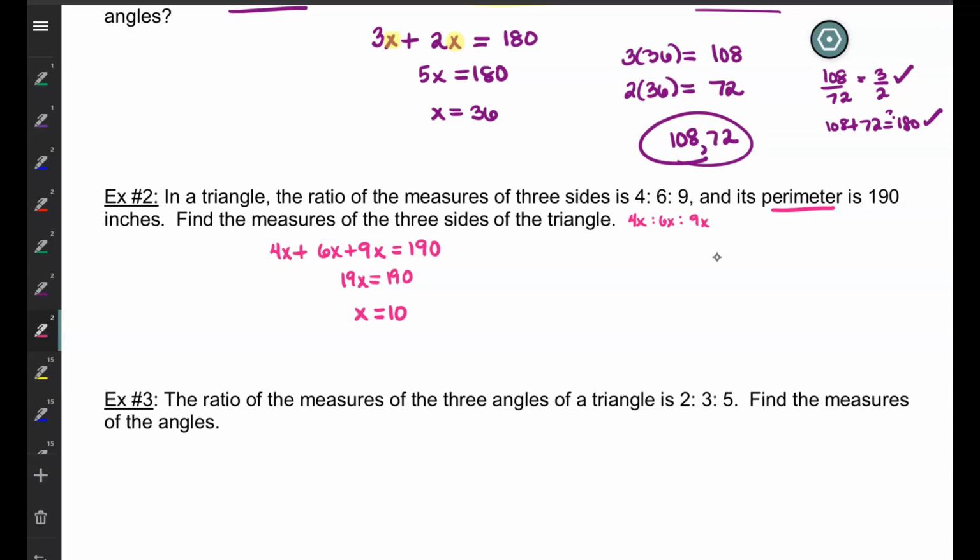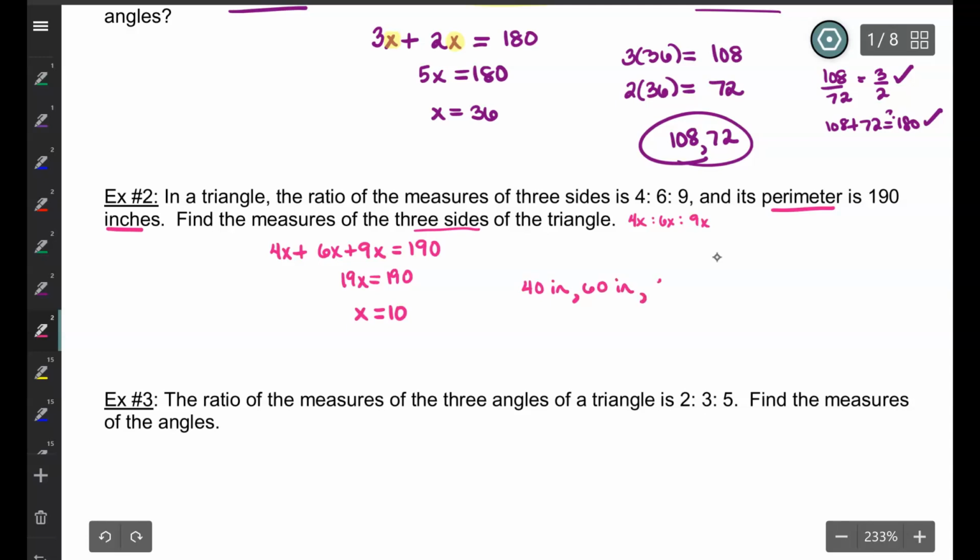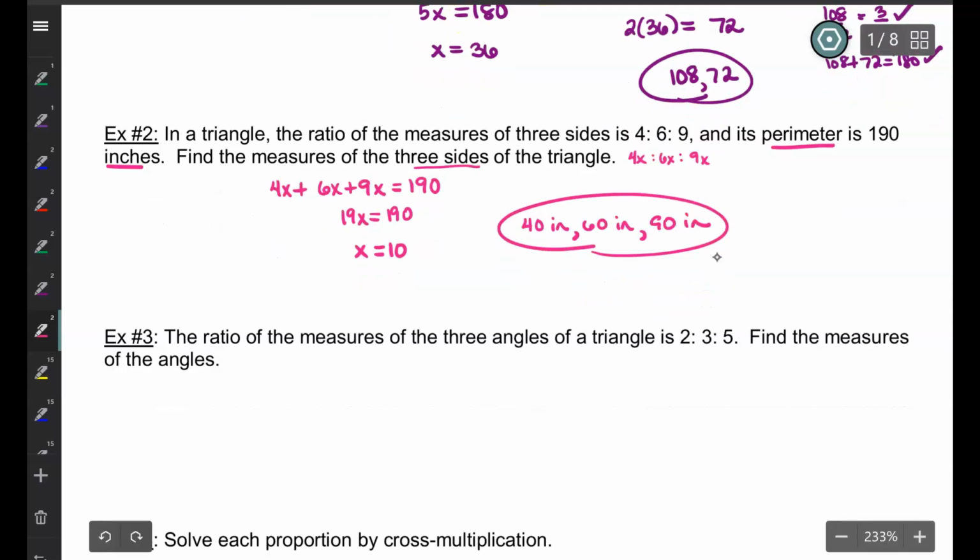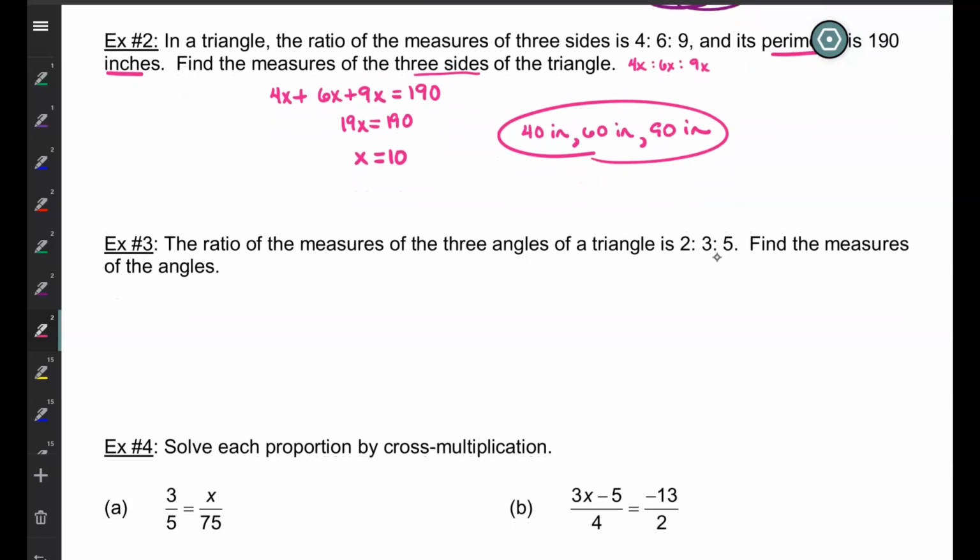So what are the measures of the three sides? Well, one is going to be 4 times 10, so that's going to be 40. And I did give units here. I gave inches. So 40 inches, 60 inches, 90 inches. Okay. All right. The next one, maybe you want to try this one on your own. Pause the video here, see if you can figure it out. Otherwise, we'll just continue here.